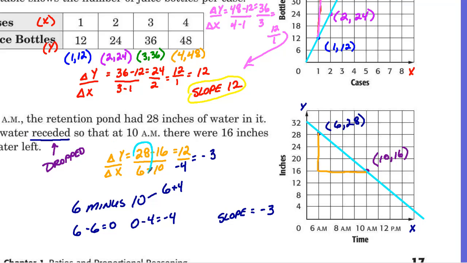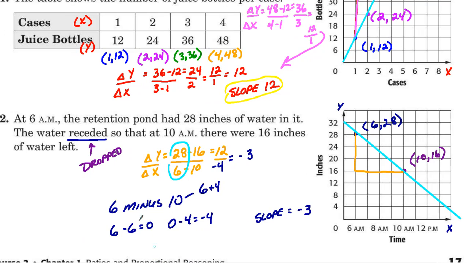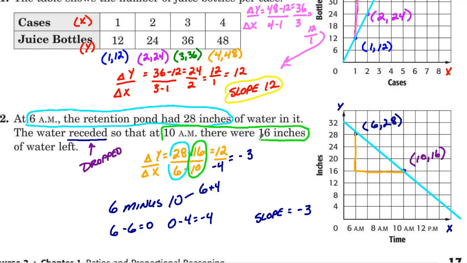Let me just scroll back on this so we can see it. Right there is the 6 and the 28 inches. And right here is the 10 and the 16 inches.